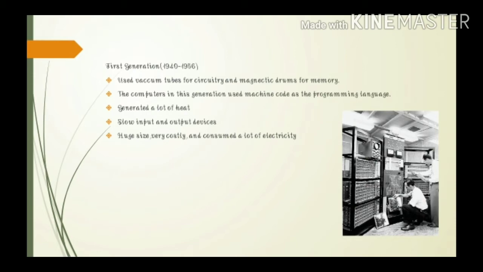For the first generation, it's from 1940 to 1956. They used vacuum tubes for circuitry and magnetic drums for memory. Computers in this generation used machine code as a programming language. This type of computer generates a lot of heat and has slow input and output devices. They are also huge in size, very costly and consume a lot of electricity.